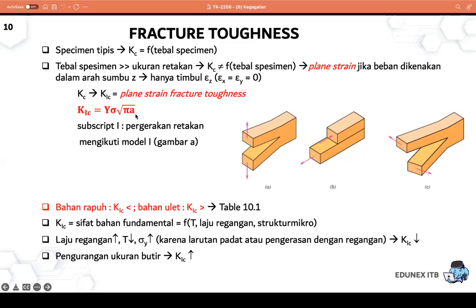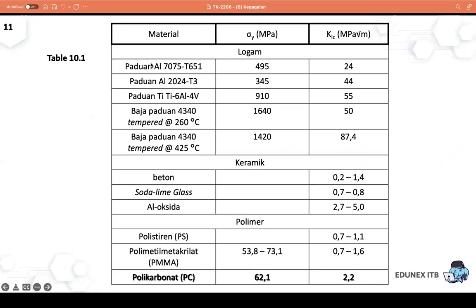Last week we also learned about this material, and you can see this is the sigma Y, or the yield stress, yield strength, kuat luluh, when it starts to change from elastic deformation to plastic deformation, and this is actually the KIC. For metals, the KIC is relatively high. Like this one, from aluminum alloys, titanium alloys, steel, tempered steel. It is quite high.